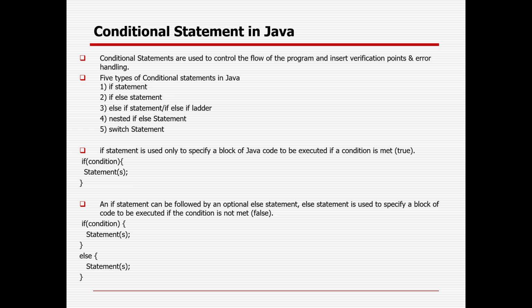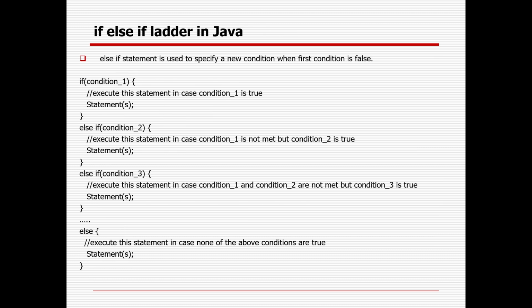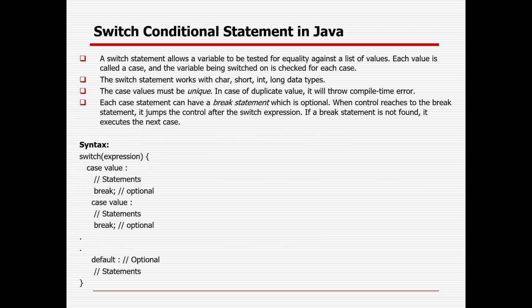Within the if or else you can use another if else, which is part of the nested if else. And in case you have multiple conditions, you can go with the else if ladder. Okay, similarly, just like if else if, switch is also there. In switch, everything is called a case. In case the case is not matching, it will go for the default one.